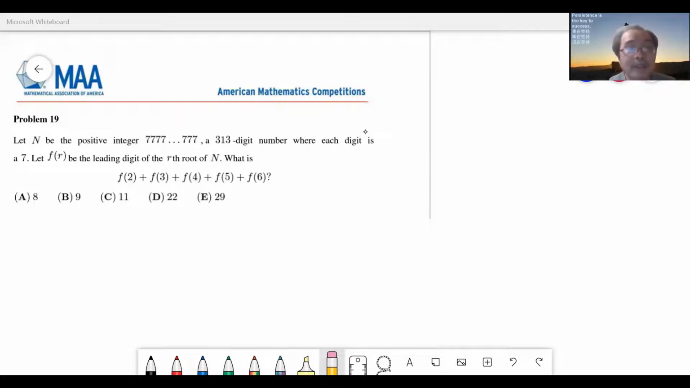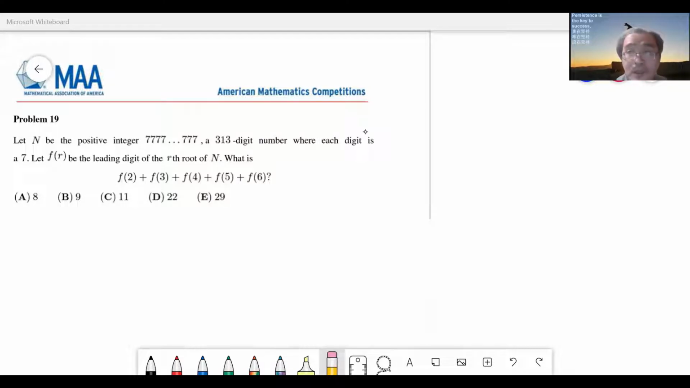Let n be the positive integer 777...777, a 313-digit number where each digit is a 7. Let f_r be the leading digit of the r-th root of n. What is f2 plus f3 plus f4 plus f5 plus f6?